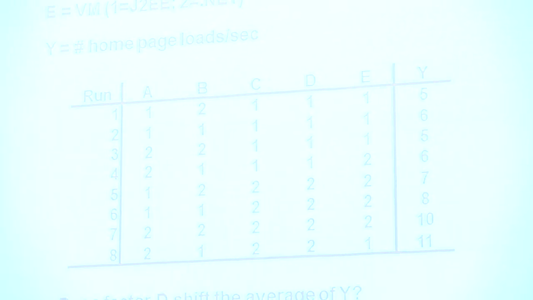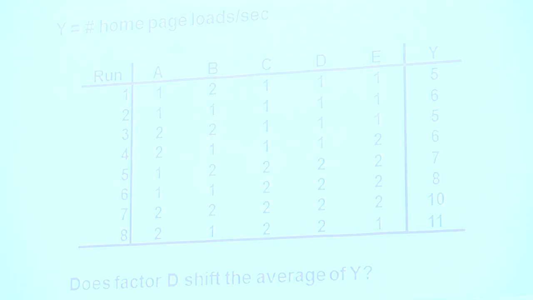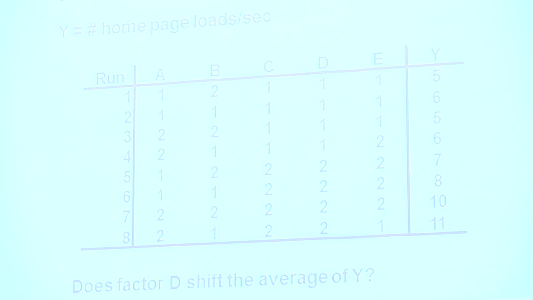Now, I want to bring to your attention what we call balance in the design. Take a look at the columns A and B. The structure there is pretty nice, and here's why. First of all, in every column, whether it's A, B, C, D, or E, you have 4 1s and 4 2s. That's called vertical balance in the design. You have the same number of low settings as you have high settings. Balance is what we're looking for. That word orthogonality has to do with balance.